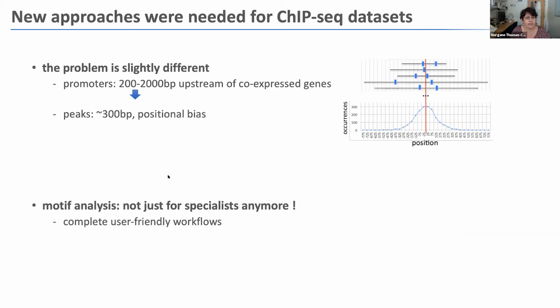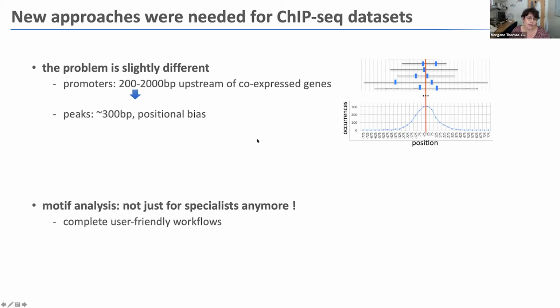The second problem was that the actual motif discovery problem criteria was somewhat different, because we used to work with promoters, so proxy as upstream sequences of co-expressed genes between 200, let's say, and 2 kb. And now we had peaks that were a few hundred base pairs, but with importantly positional bias, which means here on this illustration, that if you take the peaks and you align them on the summit, the binding motif of the transcription factor is more likely to be near the summit than on the flank. So that means that it's an information that we can use to actually discover the motif and not just the sequences themselves.